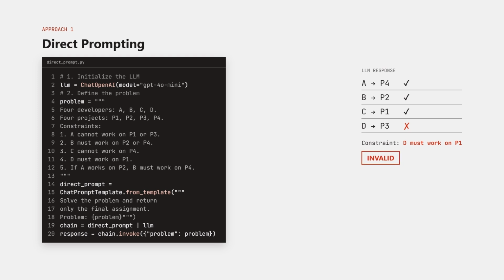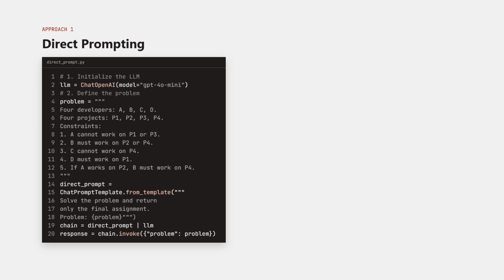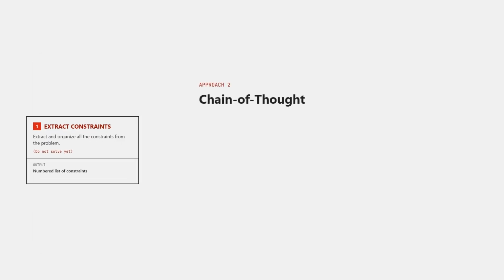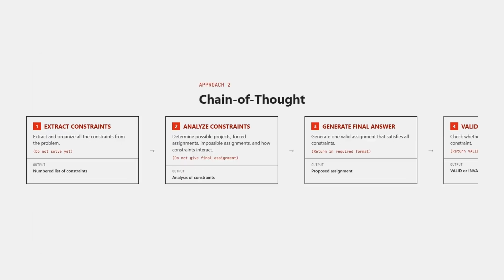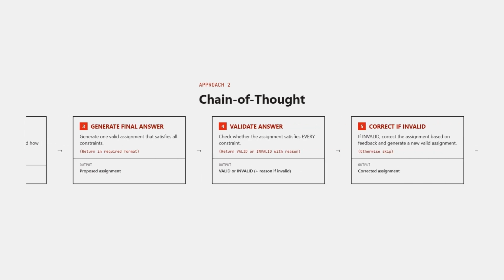Now let's look at our second approach where instead of asking the model to solve everything in one go, we will structure the prompt into multiple steps. First, we will extract all the constraints from the problem. Then a second prompt will analyze those constraints and work out the solution. The third prompt will generate the final answer and a fourth prompt will validate that answer against all the constraints.